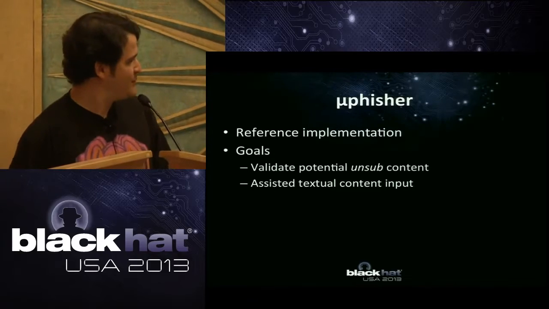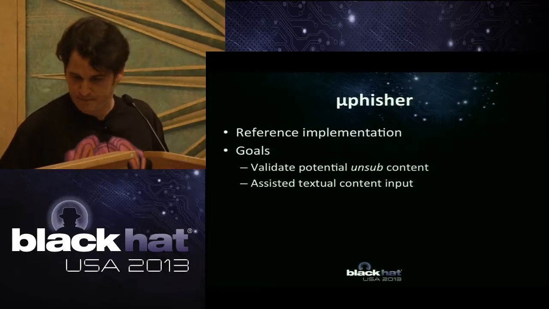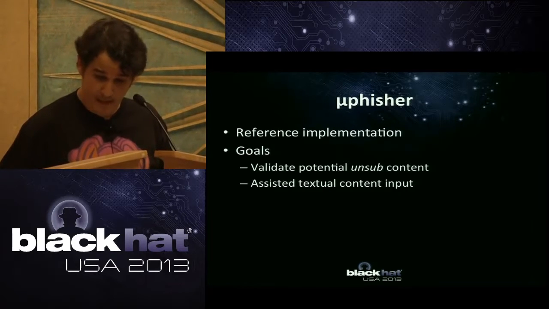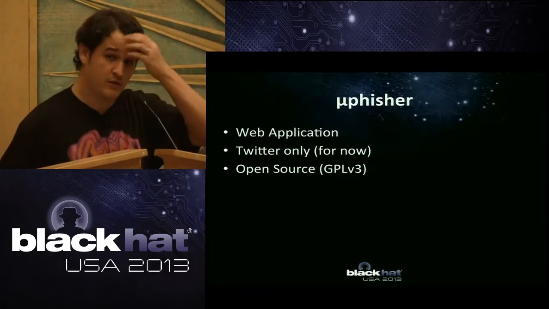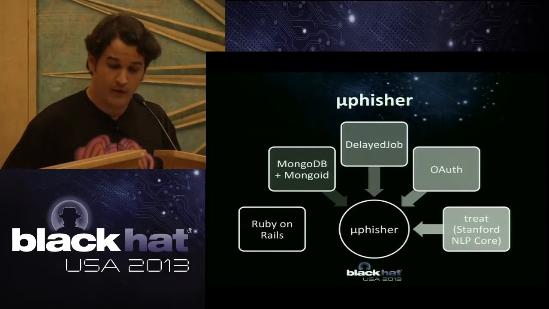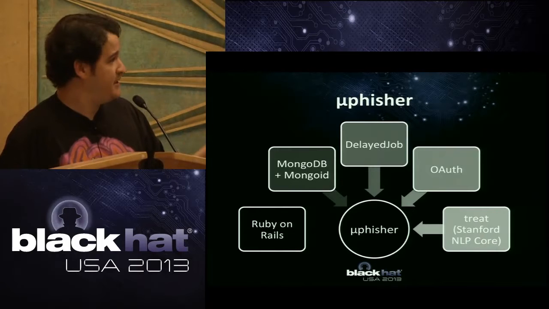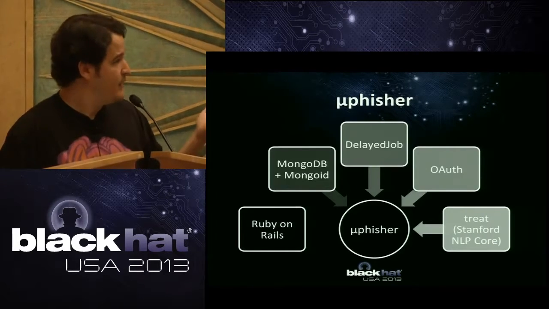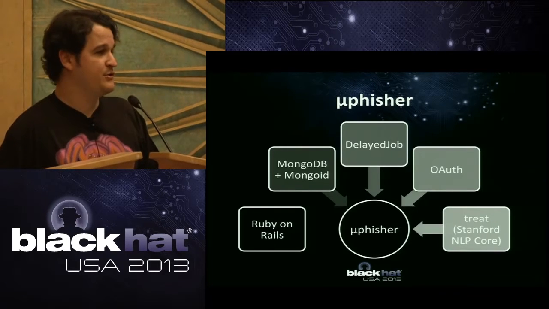But let's go back to our regular presentation. So that is the assisted textual content input. As you just saw, Micro-Phisher is a web application. It's reader only for now. It's open source, right? It's GPL v3. We use these components on the back end. It's a Rails application. It uses MongoDB plus Mongoid, which is an object relational mapper. We use delayed job for background work. We use OAuth for the actual authentication.